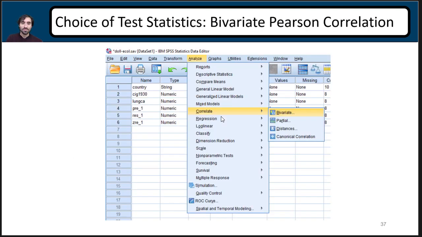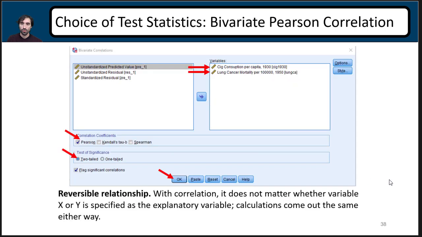Okay, so in order to find correlations, we go to Analyze, Correlate, Bivariate, and we are going to drag or just click over the cigarette consumption and then the lung cancer mortality rate. Just to point this out, I think it's important: start off with your X and then your Y. So here we have our explanatory variable, which is our cigarette consumption, followed by the lung cancer mortality rate.